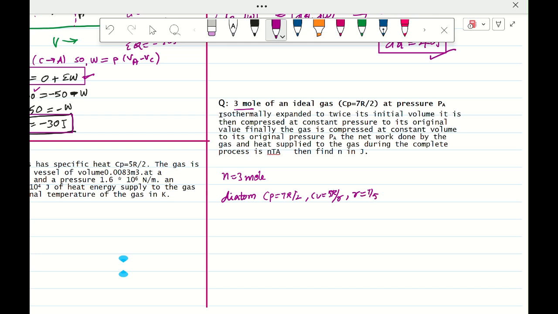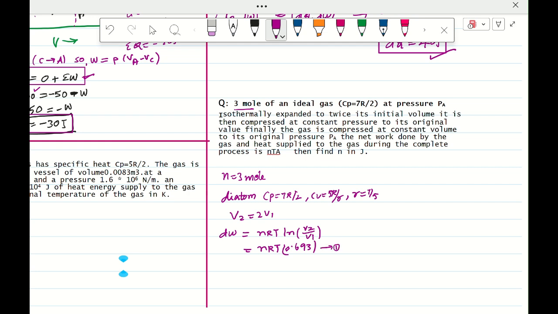From the given data, it is isothermally expanded to twice its initial volume. Therefore V2 is equal to 2 V1. Then for isothermal expansion, the work done W is equal to nRT ln of V2 by V1, that equals nRT ln 2, and ln 2 is 0.693. So this is equation 1.